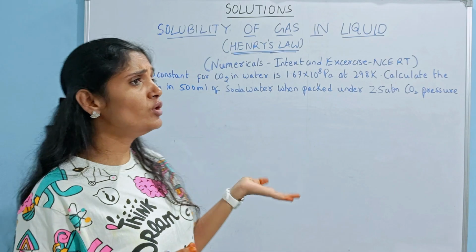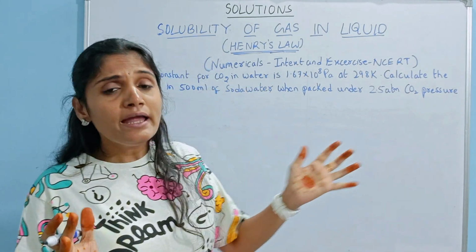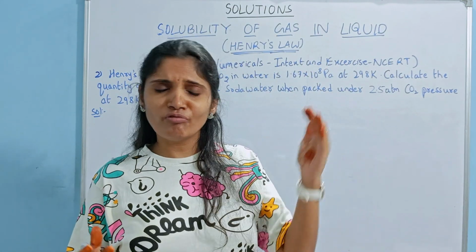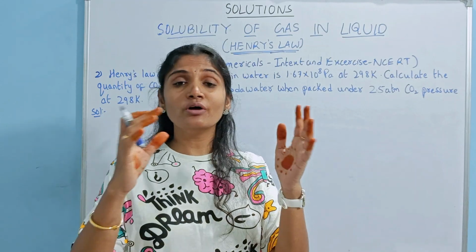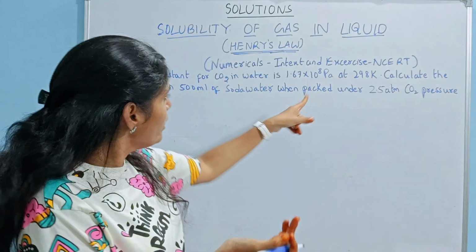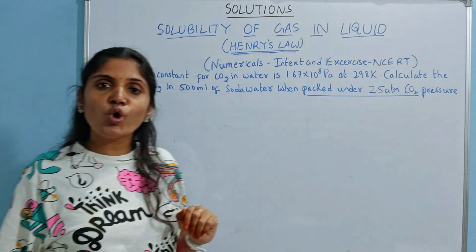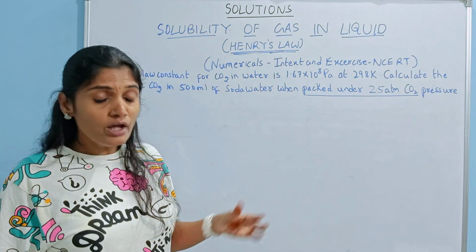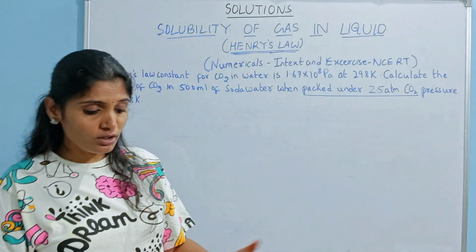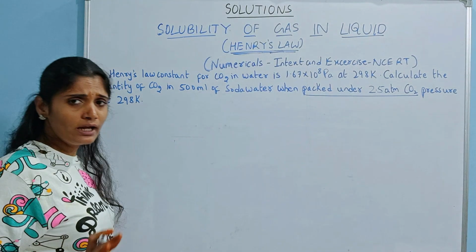Okay, now when CO2 has been sent into water and soda water has been made, it will be under certain pressure. No? I was explaining in the previous session. When you pass CO2 into water, so now CO2 should stay in the water, so it will be under certain pressure. Now here, how much pressure it has been packed under? It has been packed under a pressure of 2.5 atmospheres. So we need to calculate the amount of CO2 in 500 ml of soda water, which is packed at a pressure of 2.5 atmosphere at 298 Kelvin.